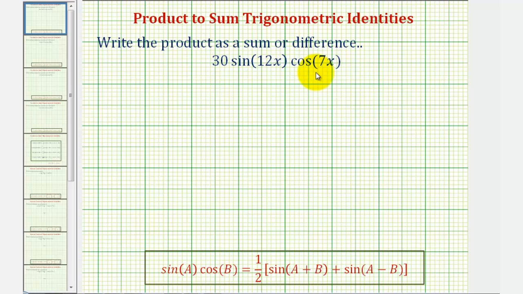Welcome to two examples of writing a product involving sine and cosine as a sum or difference. We'll first write 30 times sine 12x times cosine 7x as a sum, and then we'll write 6 times cosine 21t times sine 20t as a difference. Before we begin, let's review the product to sum trig identities.